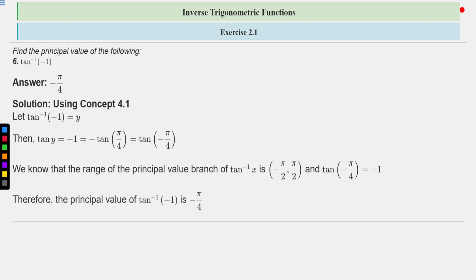Therefore, the principal value of tan inverse minus 1 will be equal to minus pi by 4. Clear? So, the correct answer will be minus pi by 4. Hope you understood. If anyone has any doubt, please ask.